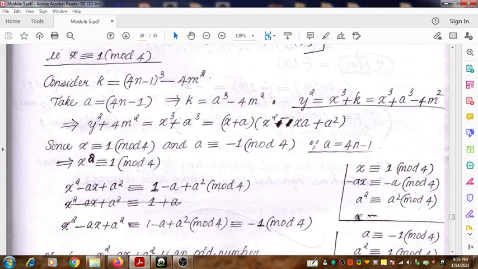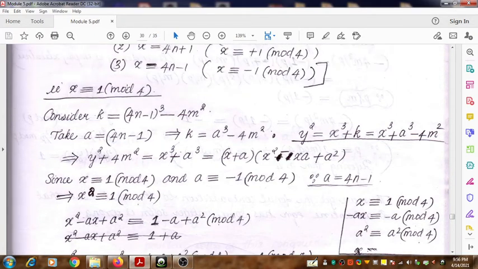Now you can rearrange that and write y square plus 4m square taken together, and this negative quantity is taken to the left side, and we get y square plus 4m square equal to x cube plus a cube. That x cube plus a cube can be factorized and written as x plus a into x square minus x a plus a square.